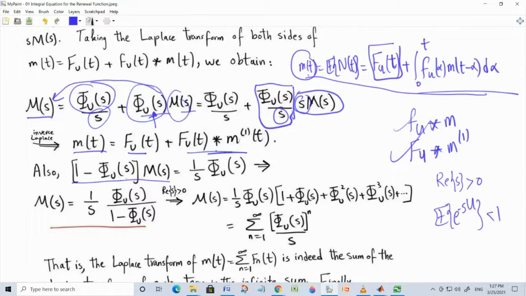Okay, and so this thing here is strictly less than 1 in magnitude. And okay, so the magnitude will be strictly less than 1. And basically, this thing is never 0. You can divide by 1 minus phi of S.